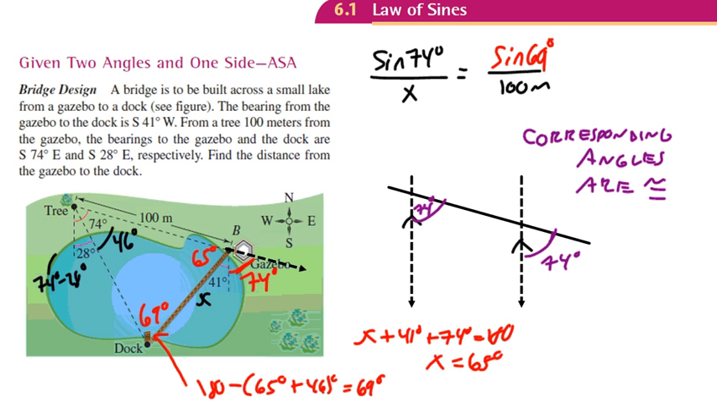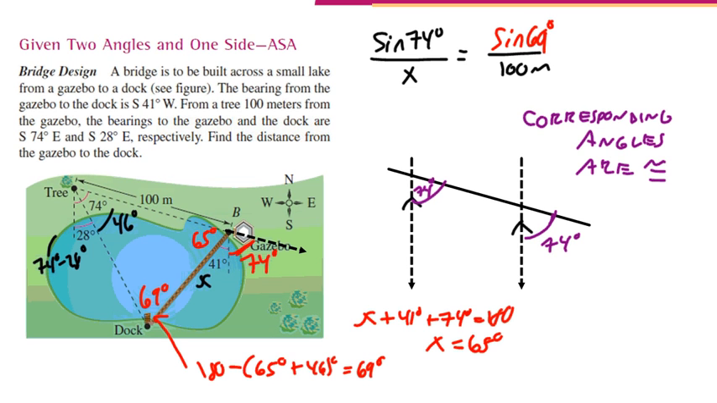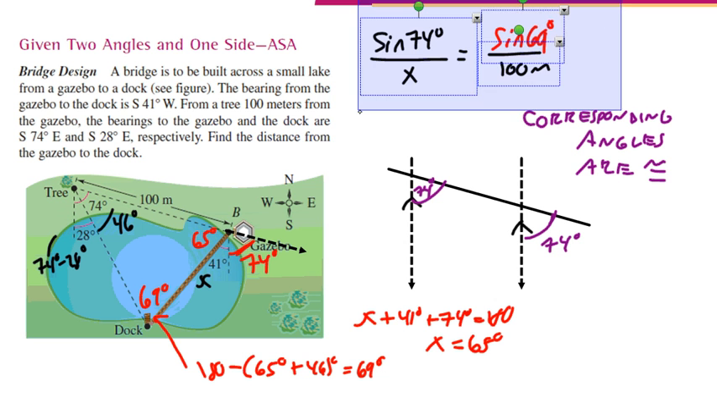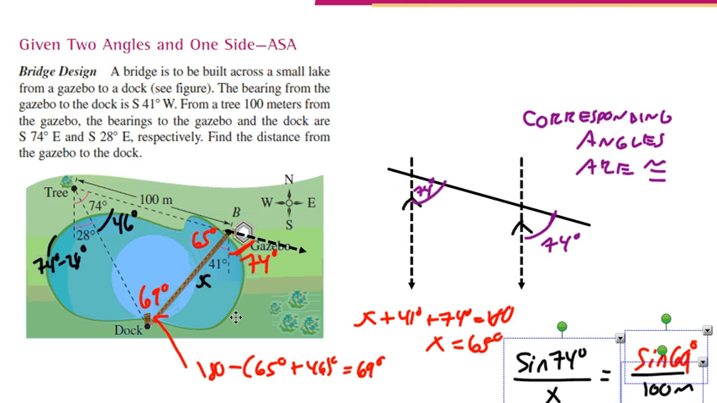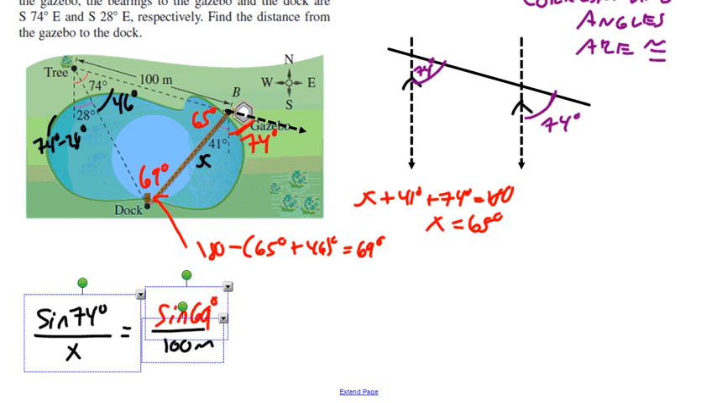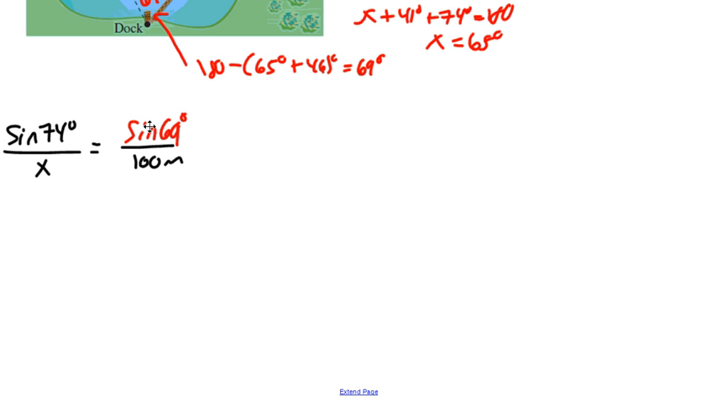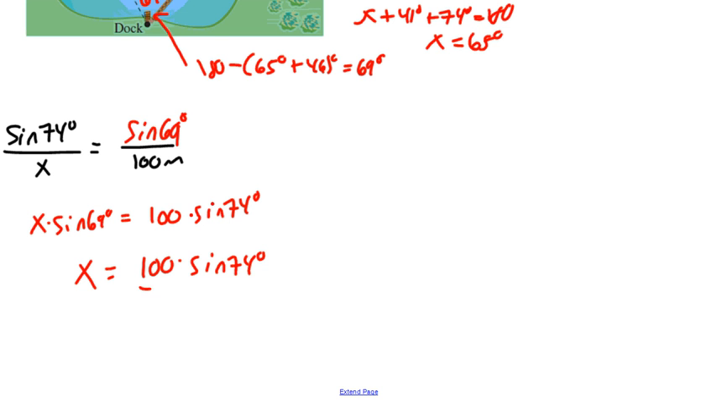Okay, so now we can actually solve. Maybe I'll just drag this guy down here. All right, so let's go ahead and solve this then. I cross multiply, so I get x times sine of 69 degrees equals 100 times sine of 74 degrees. Then I'm going to divide by sine of 69. So x equals precisely 100 times sine of 74 degrees all over sine of 69 degrees.